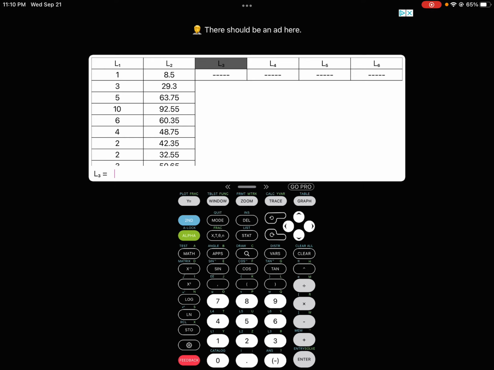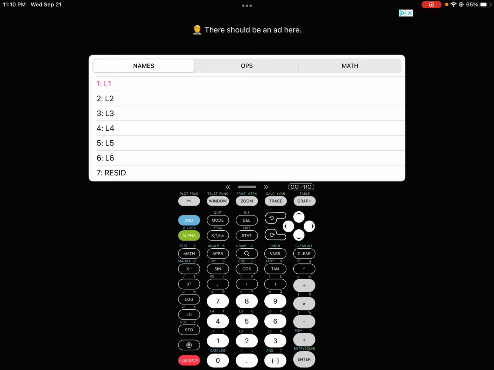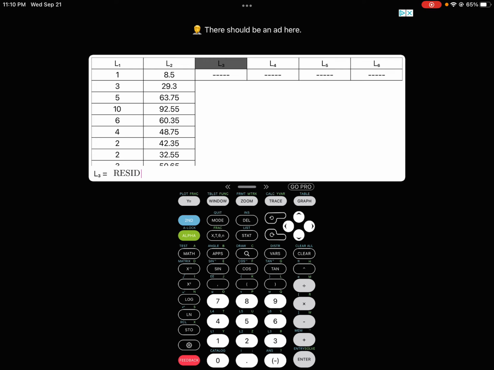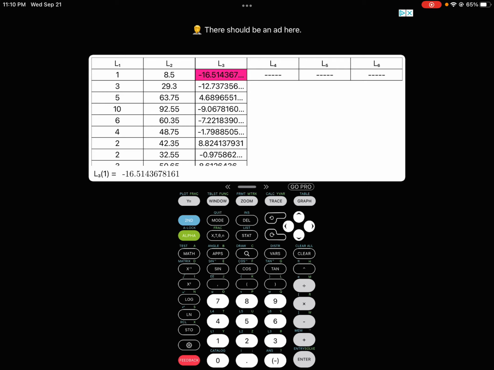So remember the way we calculate the residuals is we hit second stat, option 7, and you can see that it says L3 equals resid. So now I press enter, and L3 is now filled with all of the residuals. So the residual from point number 1, person, $8.50, is negative 16.5.